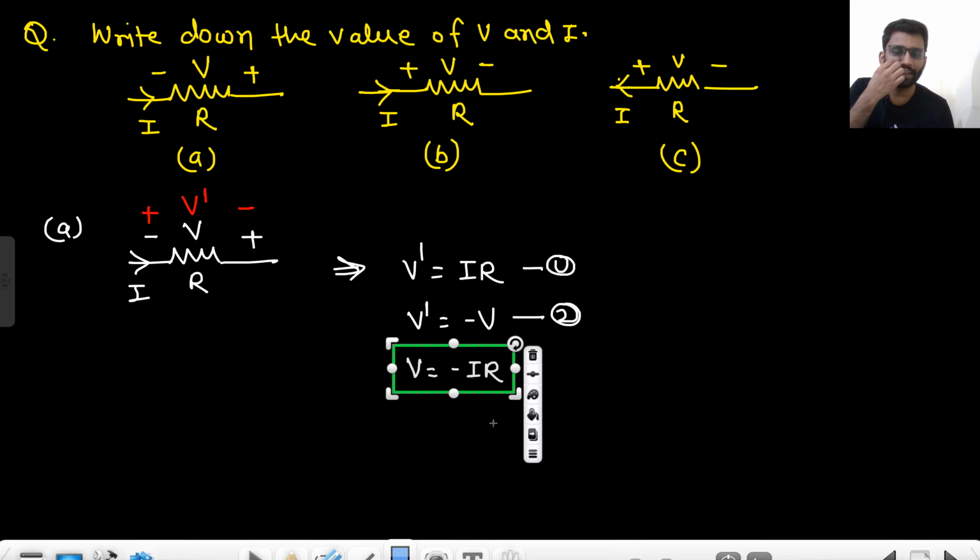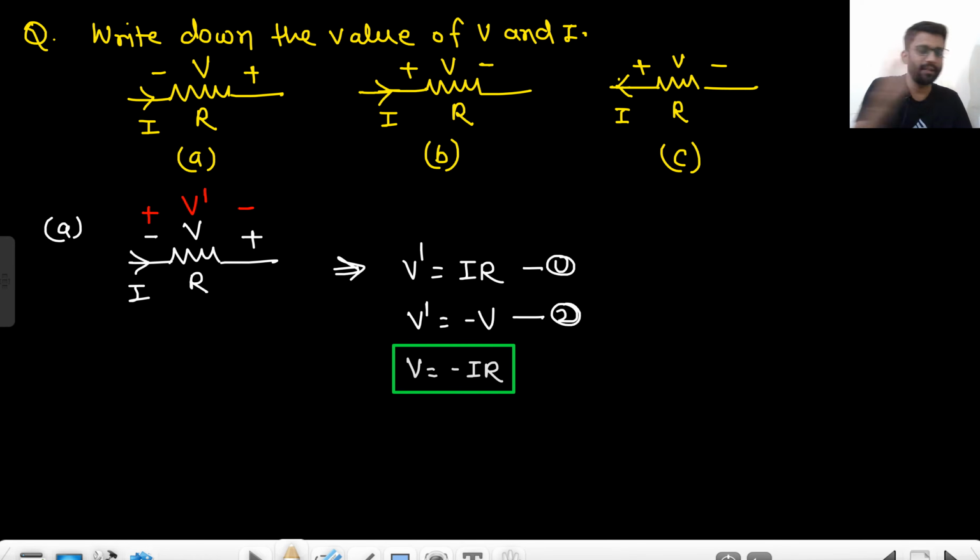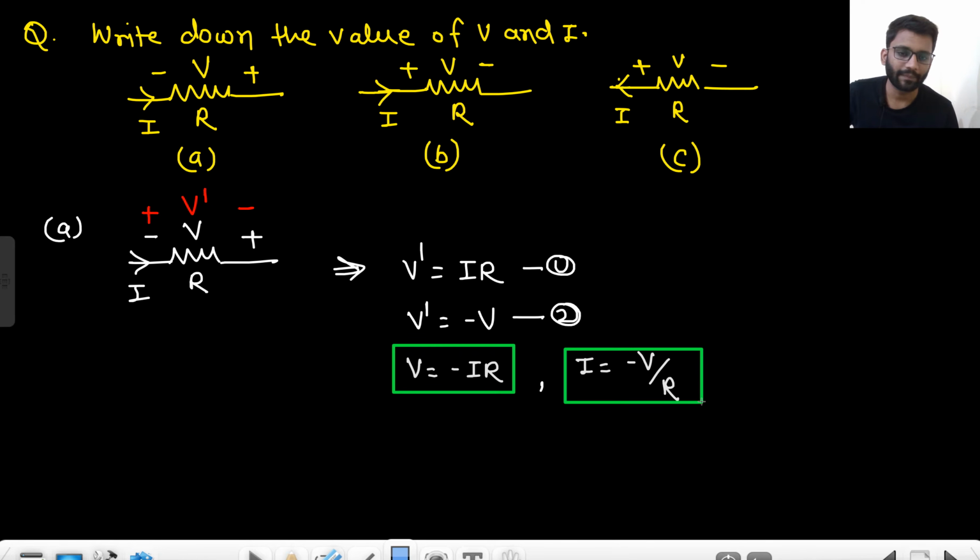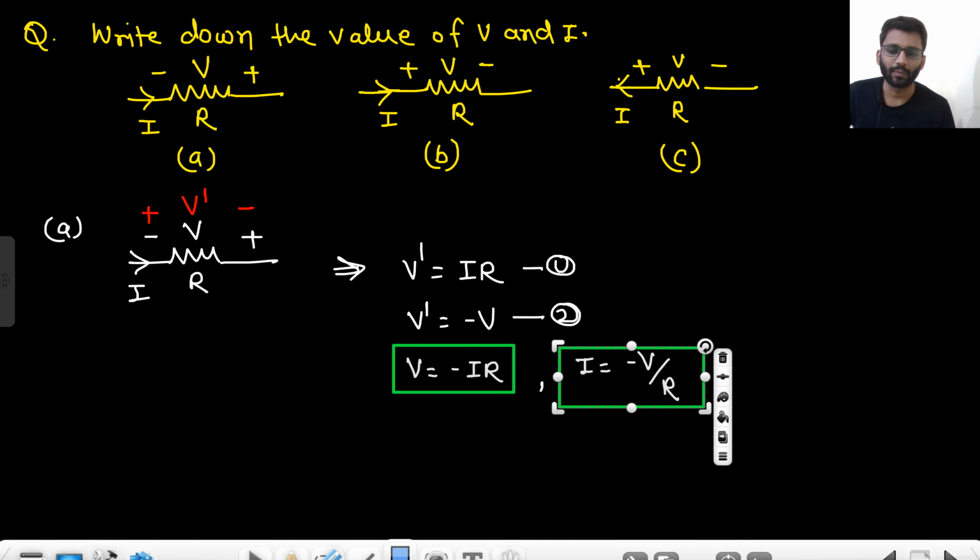So you don't need to take V dash or V every time. You just need to see if the current is flowing from high potential to low potential, then it is fine. If it is flowing from low to high, then there should be a negative sign. And the other thing you can write is I equals minus V by R. The current should always flow from high potential to low potential.